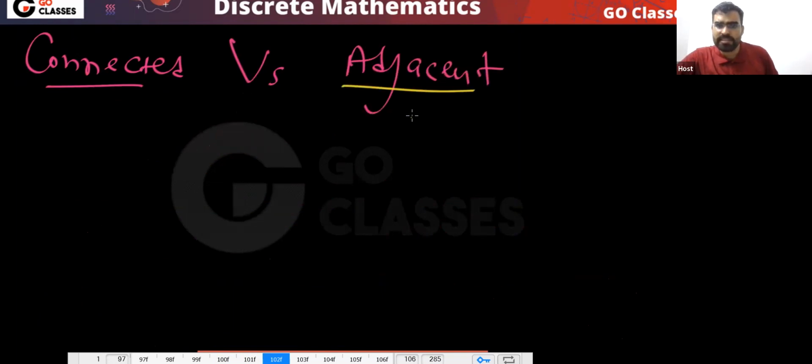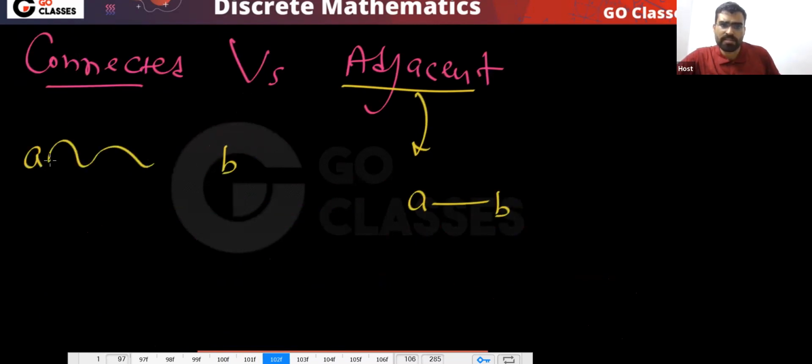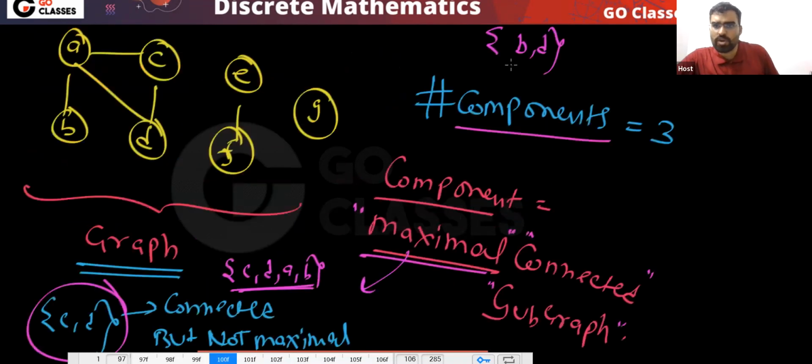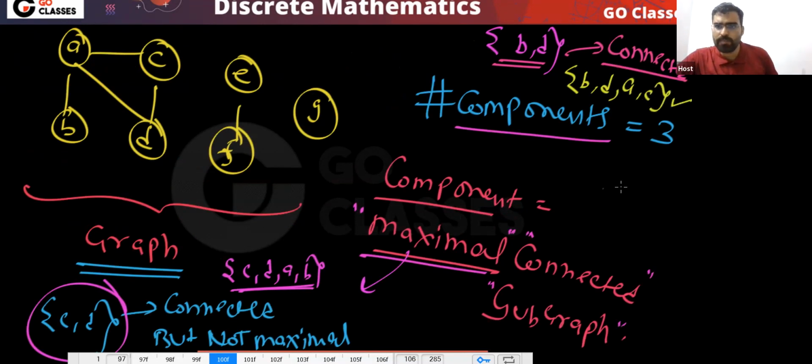I am saying connected and adjacent. Adjacent are like this, and connected are like this. Connected means there is a path, and adjacent means there is an edge. This is the difference between connected and adjacent. So I am asking B, D. Can I say this is connected? Yes, they are connected. But can I say this set is maximally connected? No. You can put A, C. You can put something else.